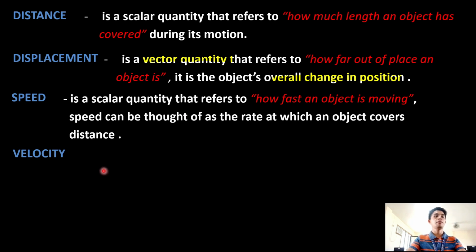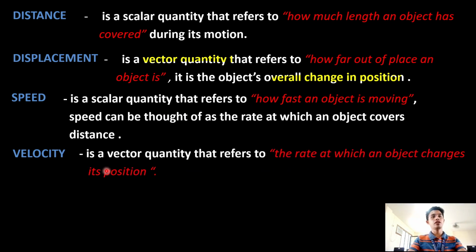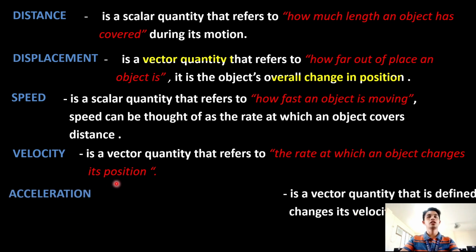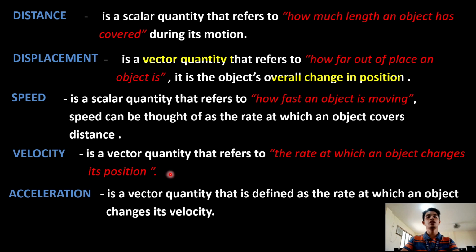Displacement naman, si velocity. Velocity is a vector quantity that refers to the rate at which an object changes its position. And acceleration is a vector quantity that is defined as the rate at which an object changes its velocity. So, malinaw po yung pinag-iba. Distance, displacement, speed, velocity, and acceleration.